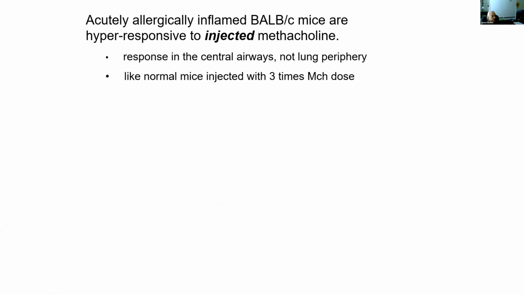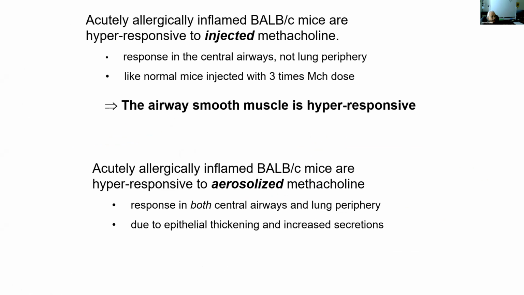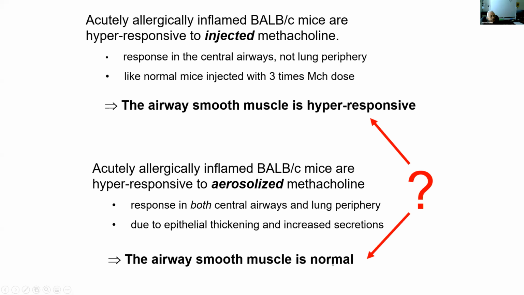So now we seem to have a conundrum, because the allergically inflamed animals, when they're given injected methacholine, look like the airway smooth muscle is hyperresponsive, as I just said. But if you remember previously, when I was talking about the same animal model getting aerosolized methacholine, it looks like the smooth muscle is normal. So what's going on here?